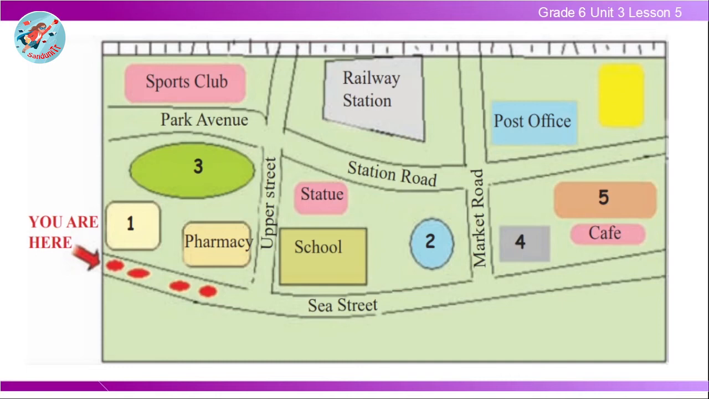Go along the road. You will enter the C street again. Turn left. The first building on your left is the bank. It is number 4. Pass the bank. You will see a cafe. Behind the cafe is the market. It is building number 5. You can buy fresh fruits and vegetables there.